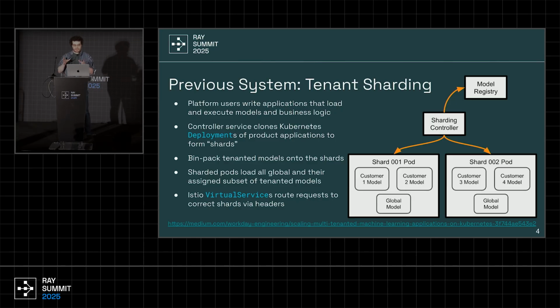So each of the sharded pods loads all of the global models that are needed for that business use case that it's solving, plus all of the assigned subset of tenanted models configured by the sharding controller. And then the sharding controller also does some routing information on top using Istio virtual services to make sure that requests actually get routed to the correct deployment. If you're interested in more details on exactly how this tenant sharding system worked, we actually have a blog post up on the Workday engineering blog that you can take a look at for more details.